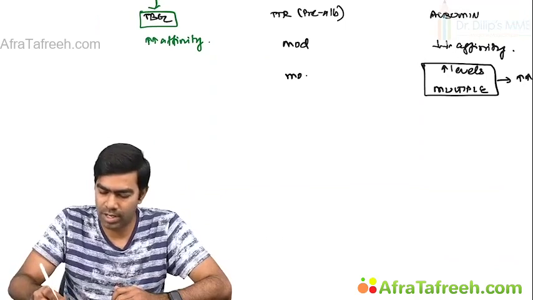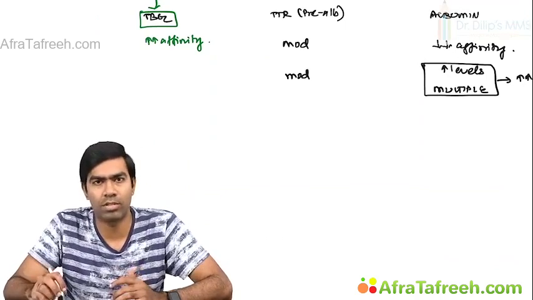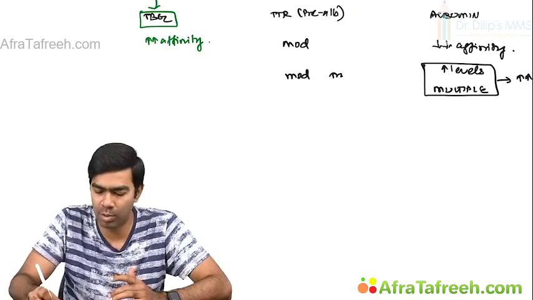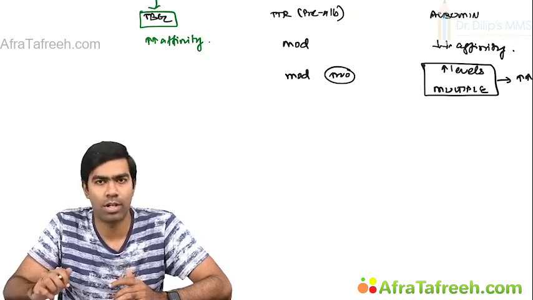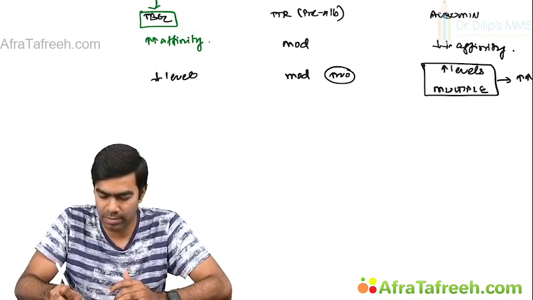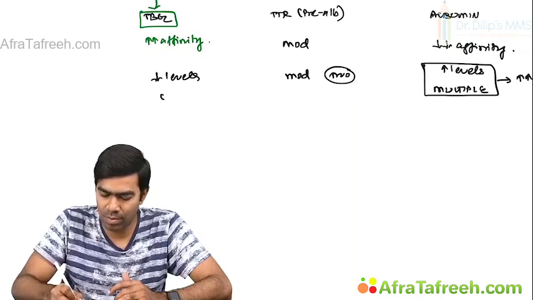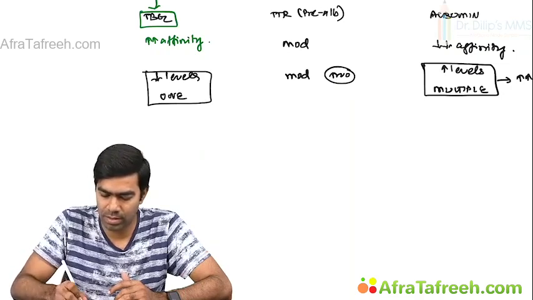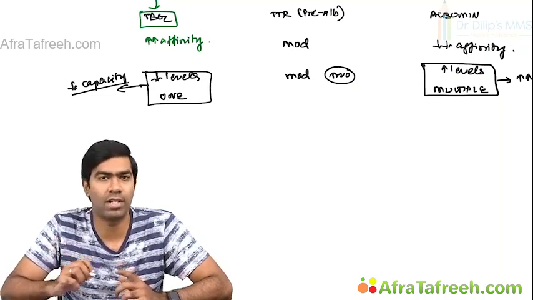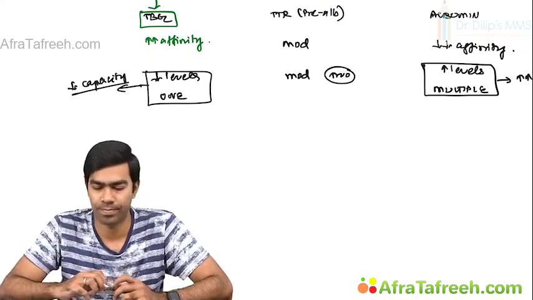But TTR has moderate capacity, because the levels are a little high but not very high, and at the same time, it has two binding sites. That's why it has moderate capacity. But TBG levels are very low, and at the same time, it has only one binding site. That gives us the conclusion that TBG has the least capacity for carrying the thyroid hormones. But remember, the majority of the circulating T4 is bound to the TBG only, courtesy of the highest affinity that the TBG has for thyroid hormones.